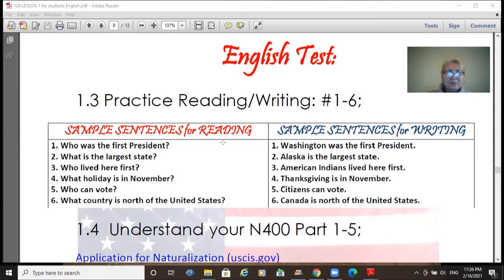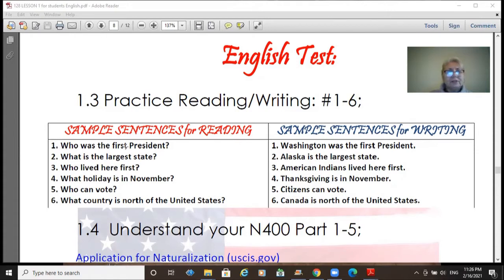Now, I want you just to practice the sentences for reading to read at home. The sentences for writing, you need to practice as many times as it takes to write them without any mistakes. Now, I'm going to be reading them in pairs. So number 1 for reading will be followed by number 1 for writing. Number 2 for reading will be followed by number 2 for writing. Okay, so let's begin.